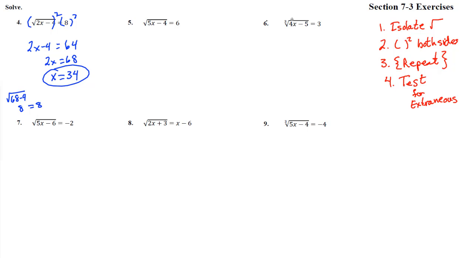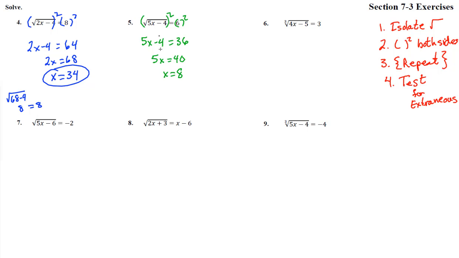Number 5, step number 1, isolate the square root. Done. Square both sides to get rid of that square root there. And the square of a square root is just 5x minus 4 equals 36. Oh, now we know how to solve that. Add 4 to both sides and we get 5x equals 40. X equals 8. Okay, let's double check.